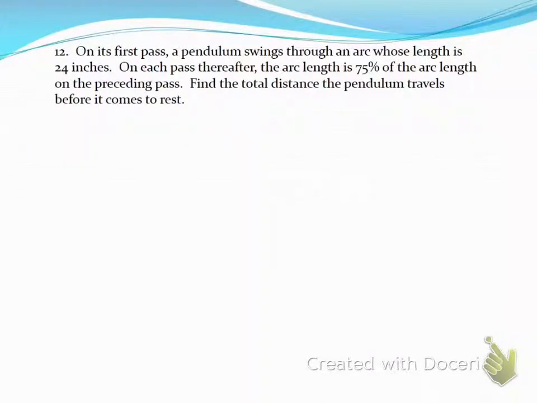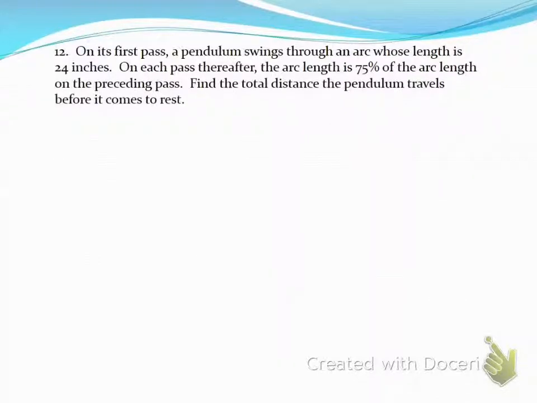All right, so here you go, an example of what I just said. On its first pass, a pendulum swings through an arc whose length is 24 inches. On each pass thereafter, the arc length is 75% of the arc length on the preceding pass. Find the total distance the pendulum travels before it comes to rest.